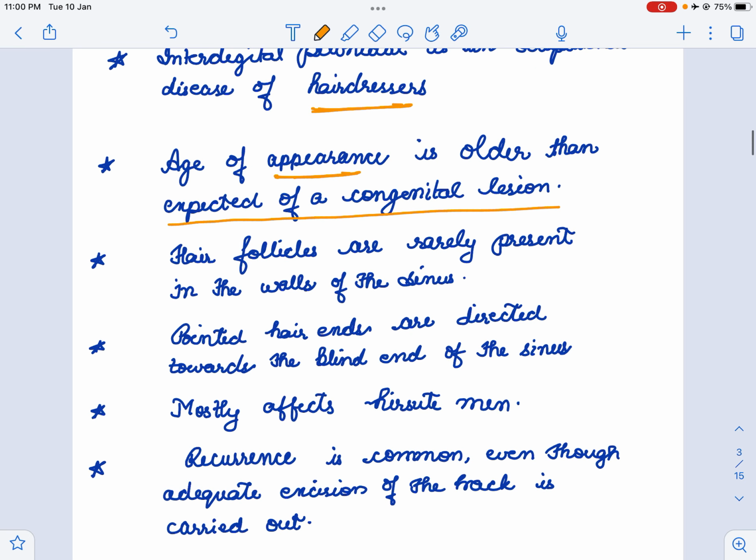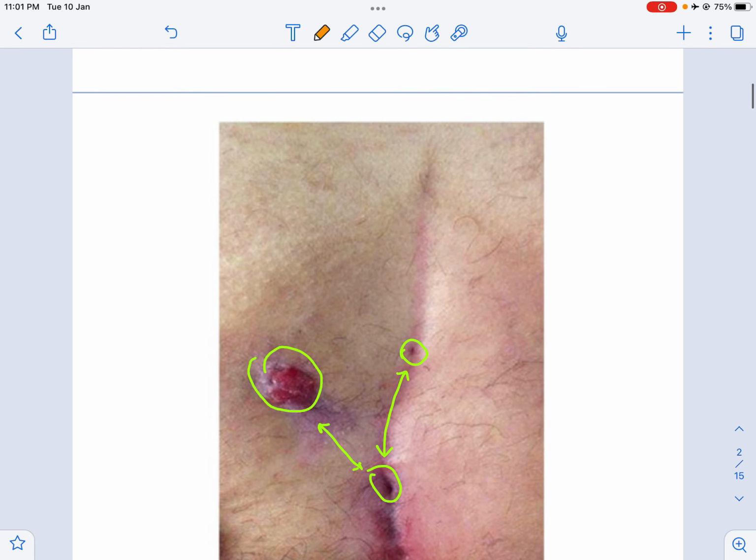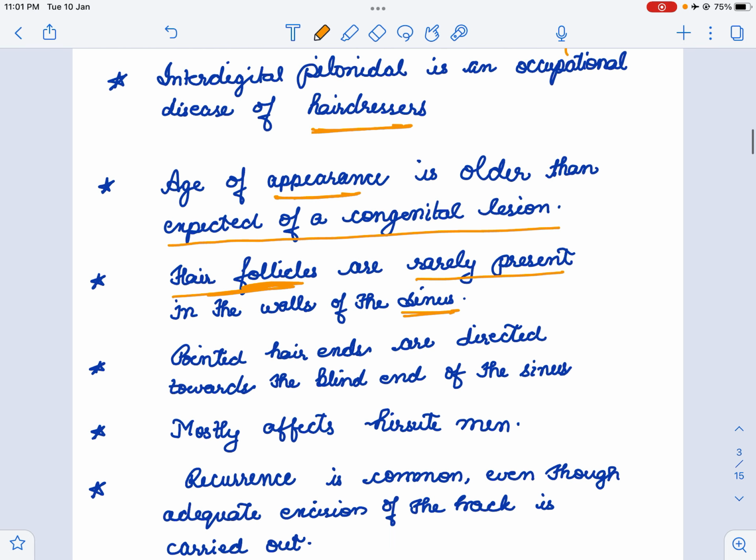Then hair follicles are rarely present in the walls of the sinus. Now pay attention to these words carefully. Hair follicles are rarely present. So going back to the definition, it says it contains hair lying loosely. So note that there are no hair follicles mentioned in the definition. Likewise, hair follicles are rarely present in the walls of the sinus. It contains hair loosely. If it were a congenital disease, then you would see hair follicles within it.